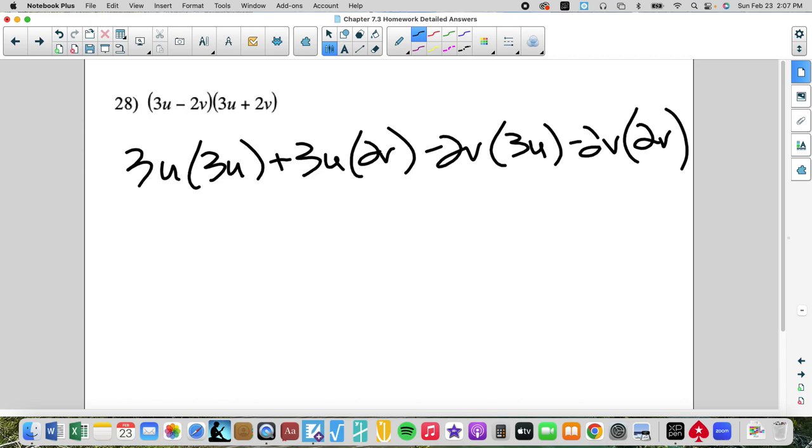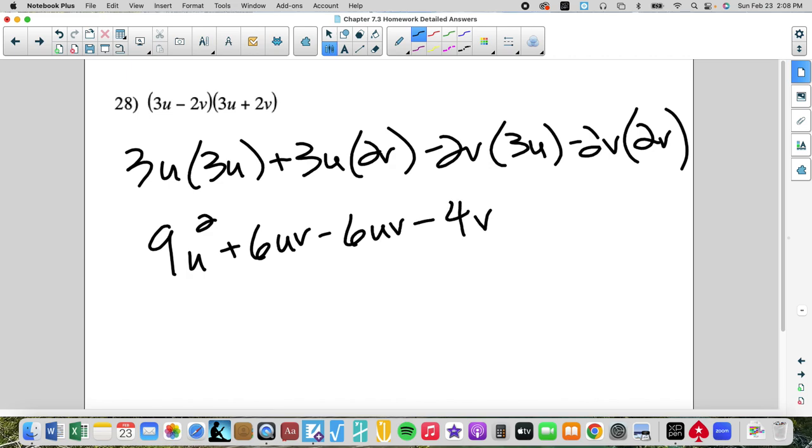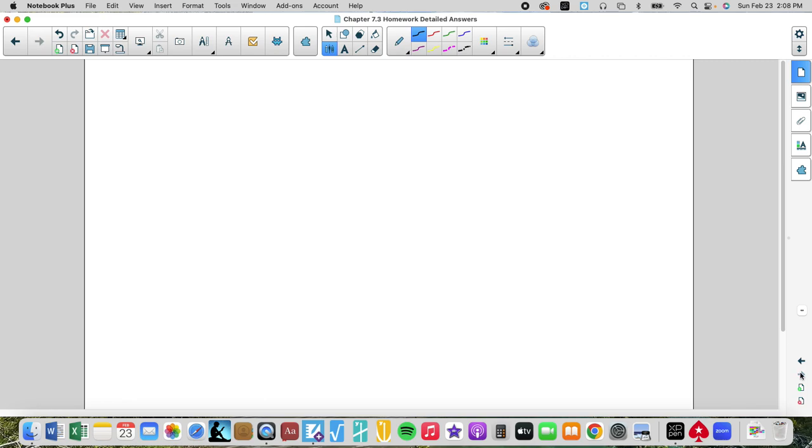3u times 3u is 9u squared. 3u times 2v is 6uv. Negative 2v times 3u is negative 6uv. And negative 2v times 2v is negative 4v squared. 9u squared minus 4v squared. Write your u's and v's appropriately. Boom. That's it. Good one.